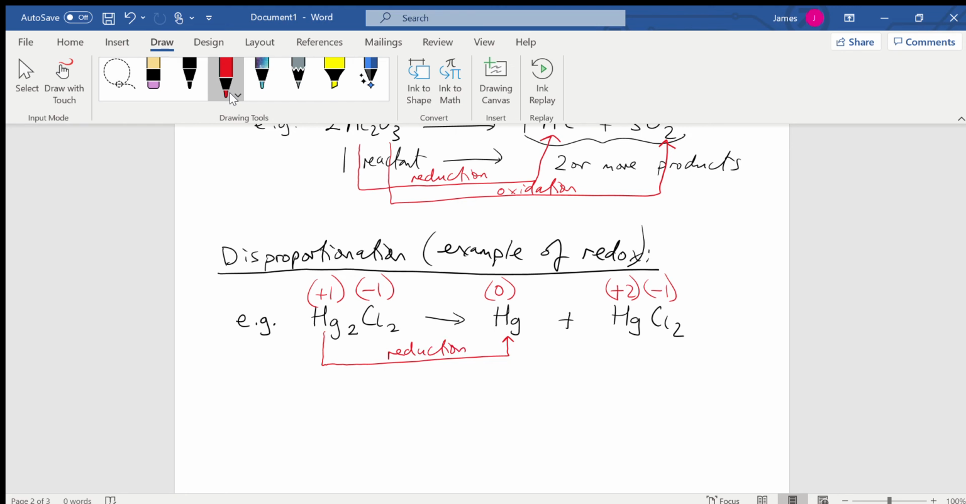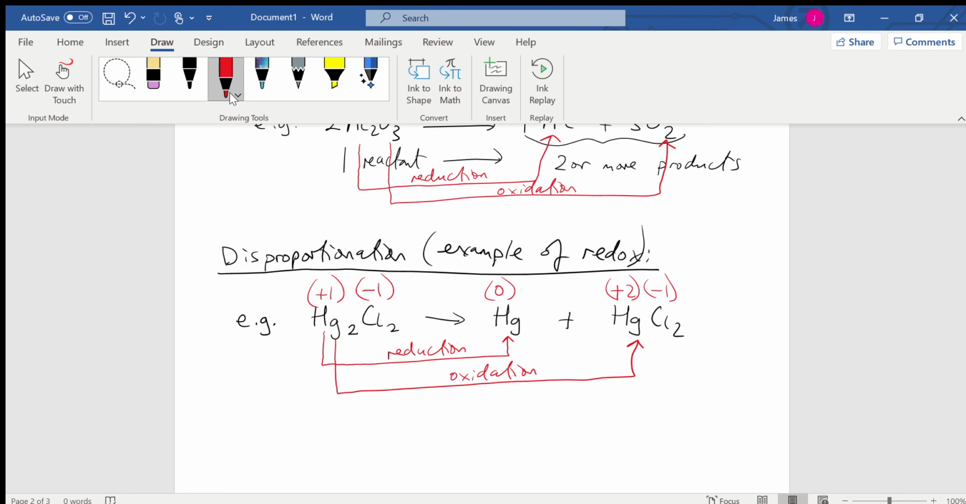But then the second mercury is doing the opposite of what the first one did. The Cl is not doing anything, that's not changing. One of the mercuries is becoming a lower oxidation state, but the second one is increasing. So when you have the same type of element that's both undergoing reduction for some of its population and then oxidation for more of its population, that's disproportionation. So now you know.